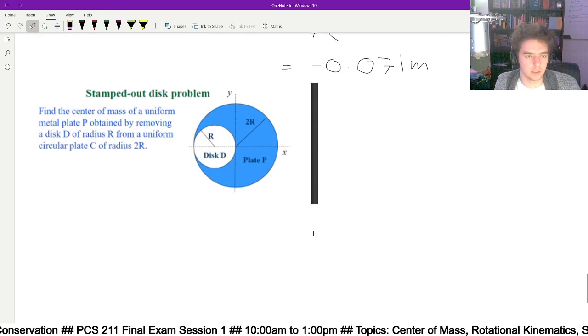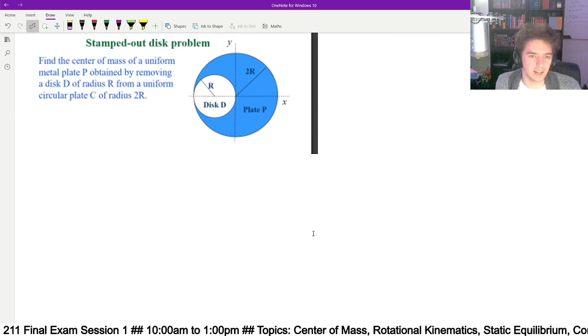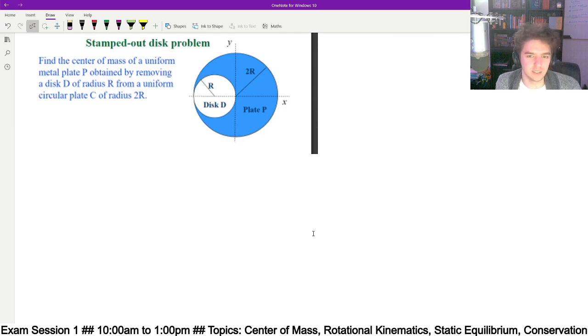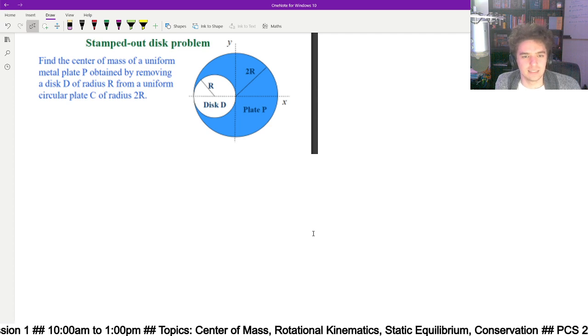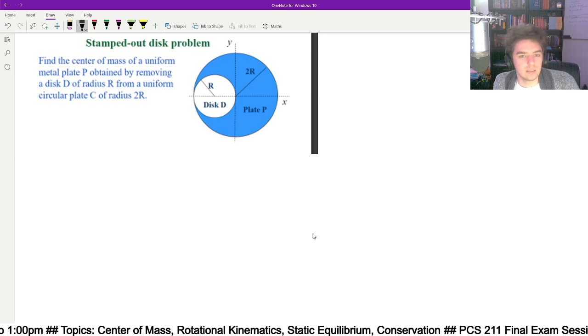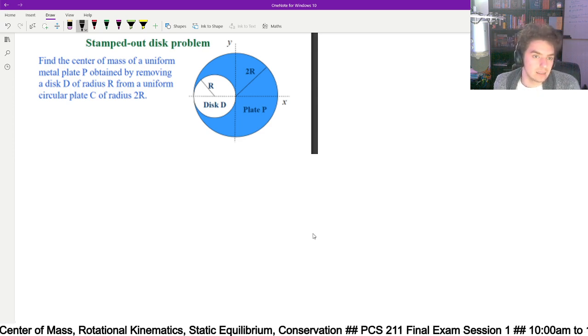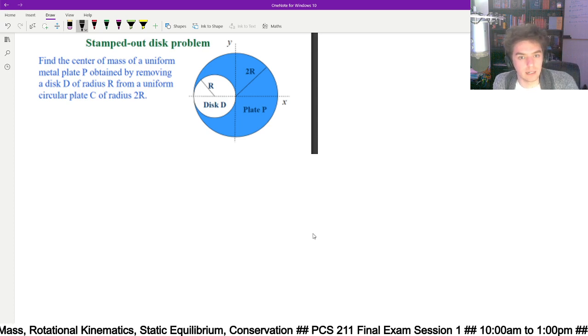So, stamped out disk problem. Find the center of mass of a uniform metal plate P obtained by removing a disk D of radius R from a uniform circular plate C of radius 2R. Okay. I see. Well, we don't know any of the masses, so we've got to do it by area, I guess. We have to do it by area.